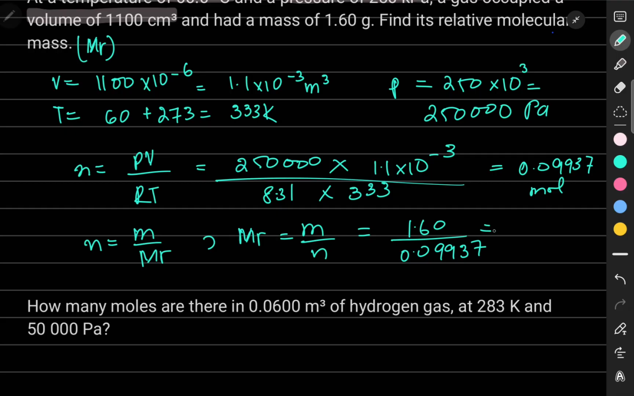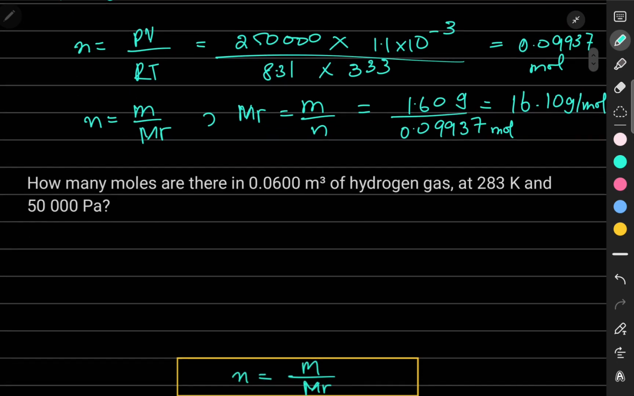Okay, so 1.60 divided by 37, and that gives me 16.10. And that's my grams. This was in grams, right? This was mass and this was moles. So the unit for Mr is grams per mole. All right. Moving on to the next question.